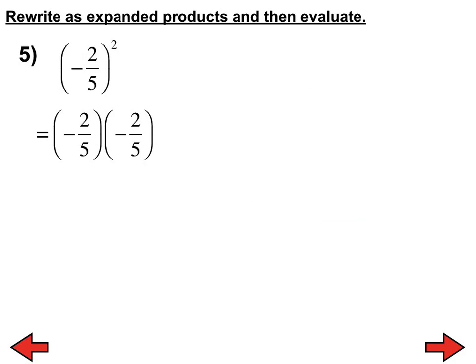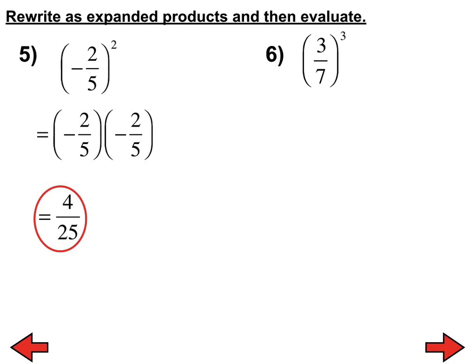What is negative times negative? Positive. So the answer will be positive. What's 2 times 2? 4. And what's 5 times 5? 25. So this will be positive 4 over 25. When you show your work, it has to have the parentheses. Okay? Number 6 also has parentheses.